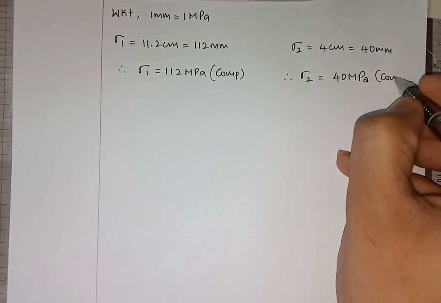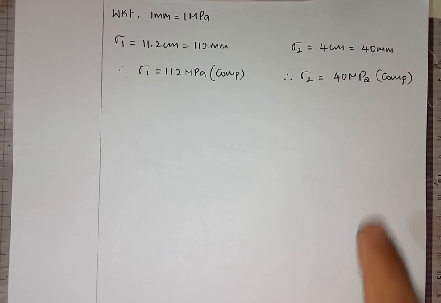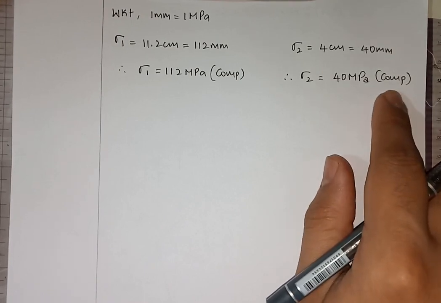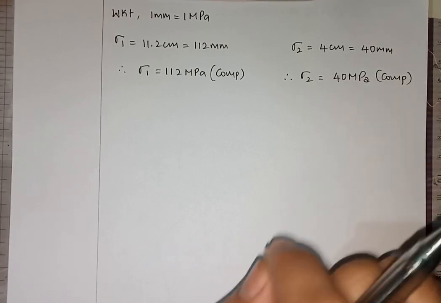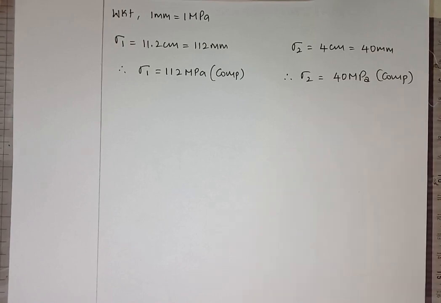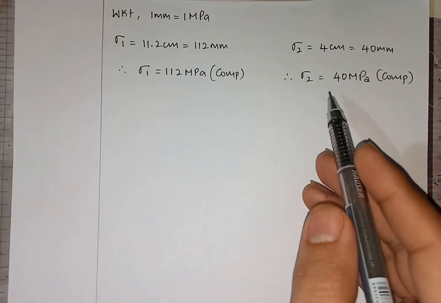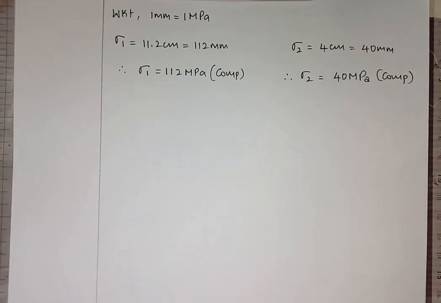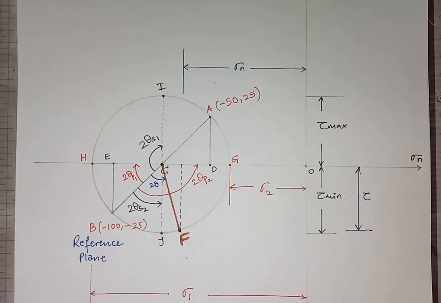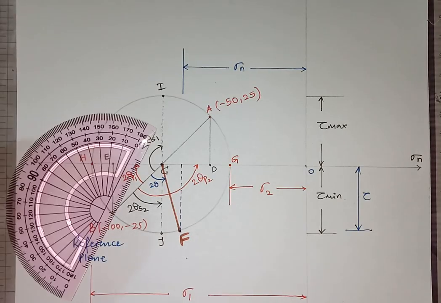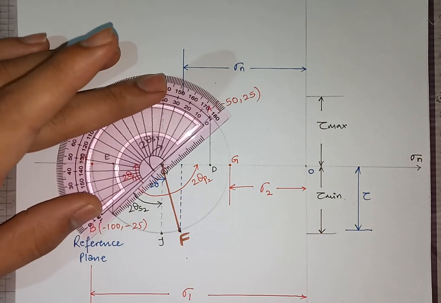We can write it as compressive. In a few textbooks they are not going to write it as compressive; they will put a negative sign. Both are one and the same, right? So once we are done with the magnitudes of principal stresses, then we will go for the location of principal stresses. Okay, so let us locate 2 theta p1 and 2 theta p2, right?